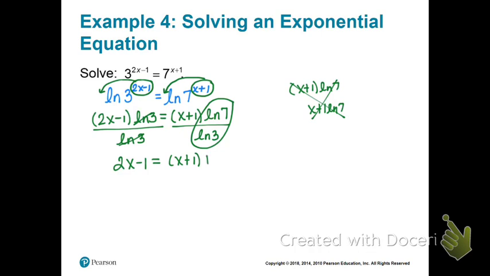Okay, so this gave us 1.771. Now what can I do? Can't divide. Yeah, let's distribute that 1.771, okay? Because it's still being multiplied over here. So it's a little odd because it's at the end instead of in front like you're used to seeing it. If you need to, you can switch it around. So I got my 2x minus 1 equals 1.771x plus 1.771.